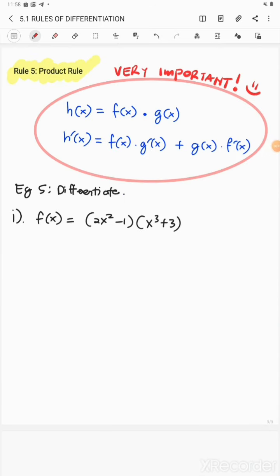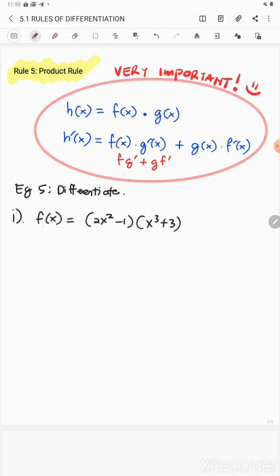This is rule number 5, the product rule. The general form for the product rule is h(x) equals f(x) multiplied by g(x). To differentiate this, you have to remember the formula, where h prime x equals f multiplied by g prime plus g multiplied by f prime. To simplify the formula, there will be f g prime plus g f prime. Right, so now we have example 5.